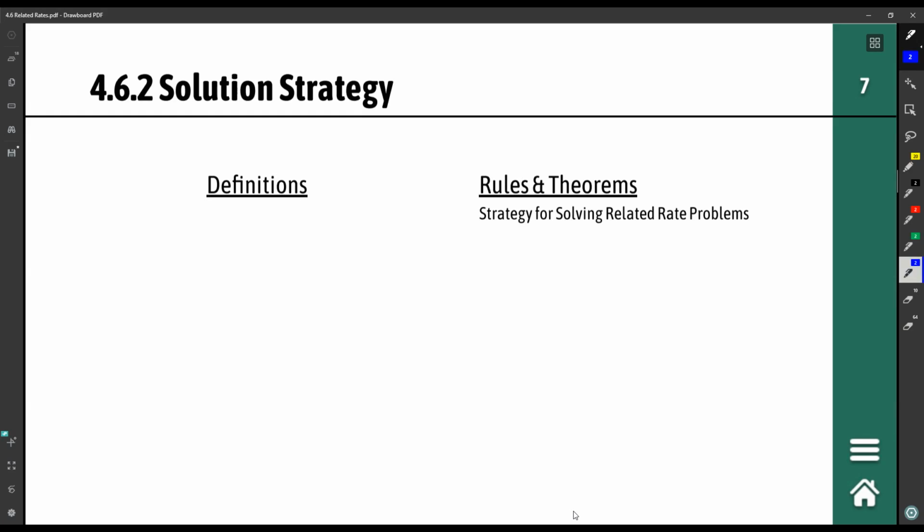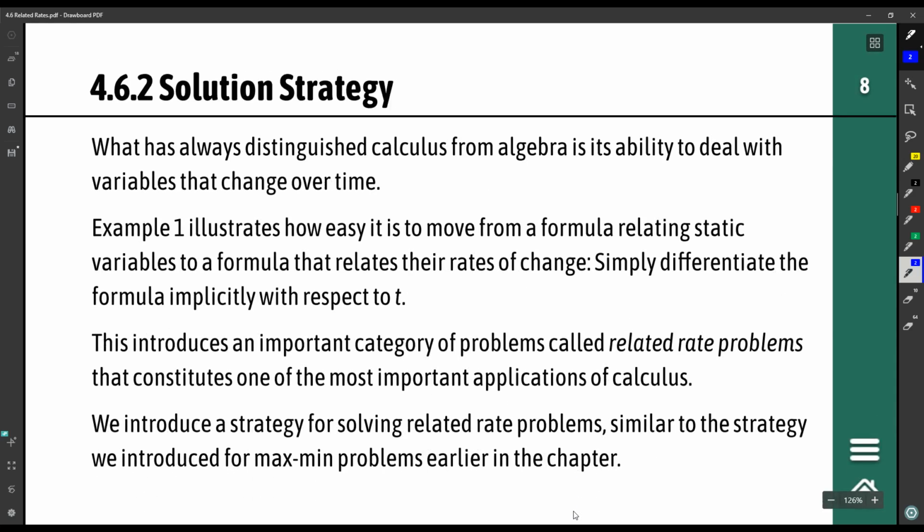We'll now look at the second video from section 4.6. This is about a solution strategy to related rate problems. Now, we want to begin by establishing a difference between calculus and algebra. The difference being that calculus is always able to deal with change. And in this case, we're really focusing on change over time.